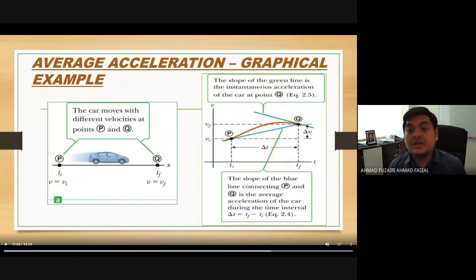Okay, the slope of the green line is the instantaneous acceleration of the car at point Q, and the slope of the blue line connecting P and Q is the average acceleration. So the slope of the green line is the instantaneous acceleration. But the blue line, the slope of the blue line connecting P and Q, is the average acceleration. How about instantaneous? Tangent. Average, on the other hand, takes a straight line from the place on the curve.